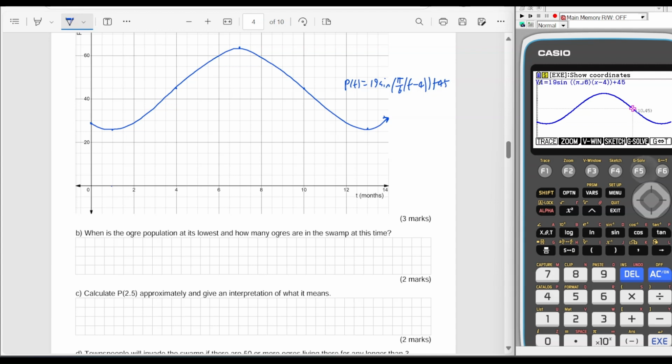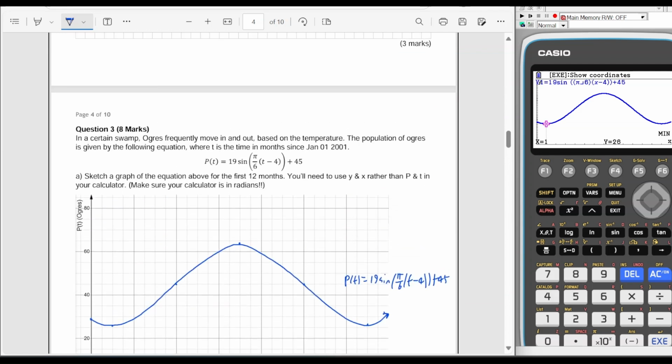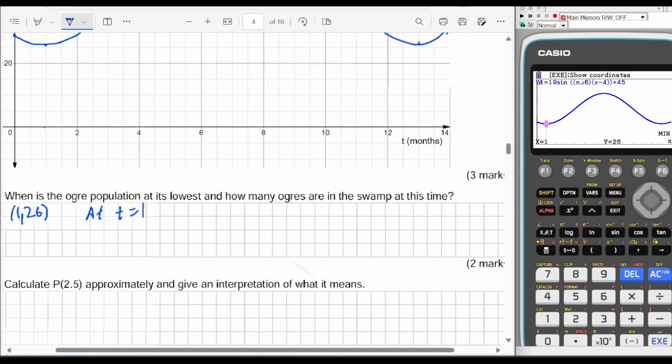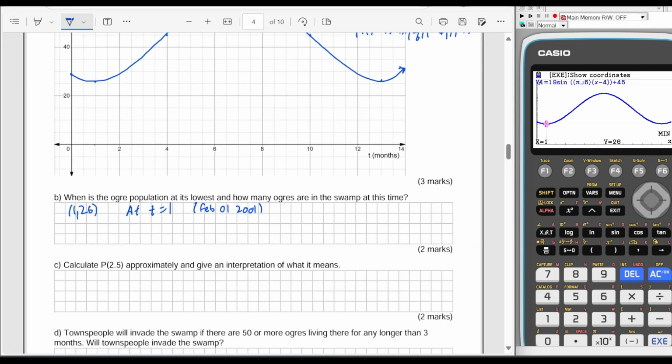time? So if we go G-solve min, you get 26, at t equals 1. Now 0 was January 1st, 2001, and the time is in months. So this is at Feb 1st, 2001. So at t equals 1, there are 26 ogres in the swamp. And this is the min value.